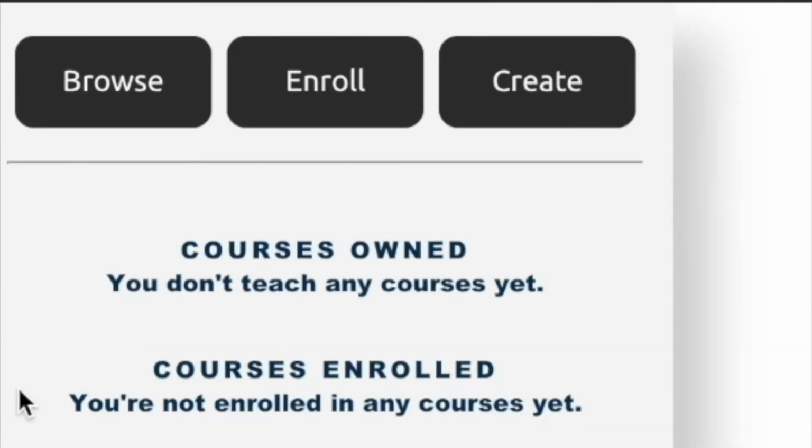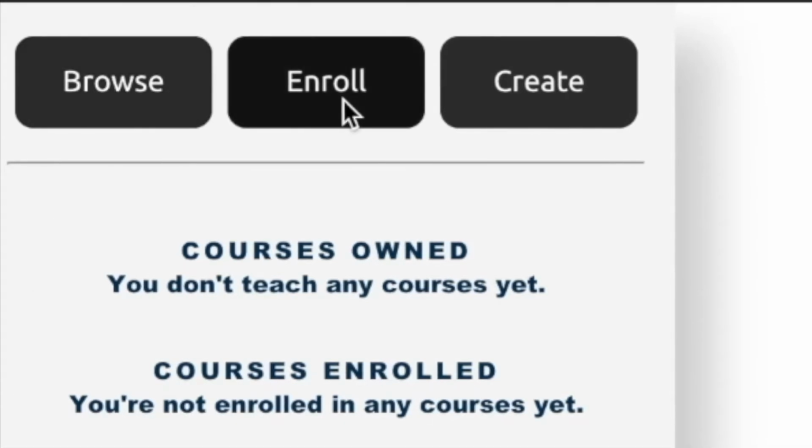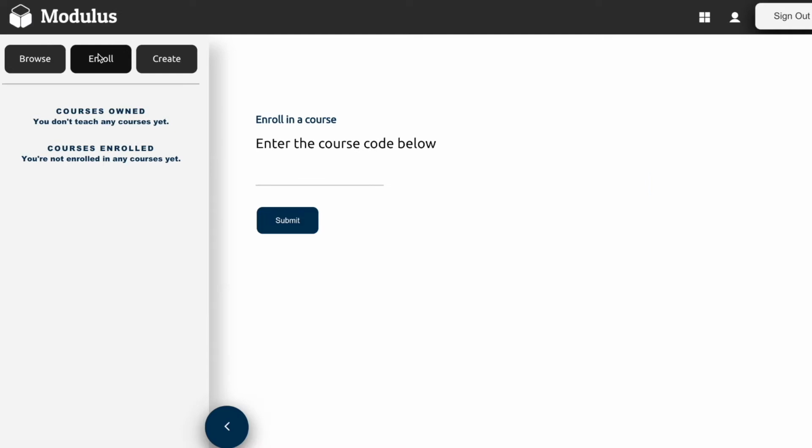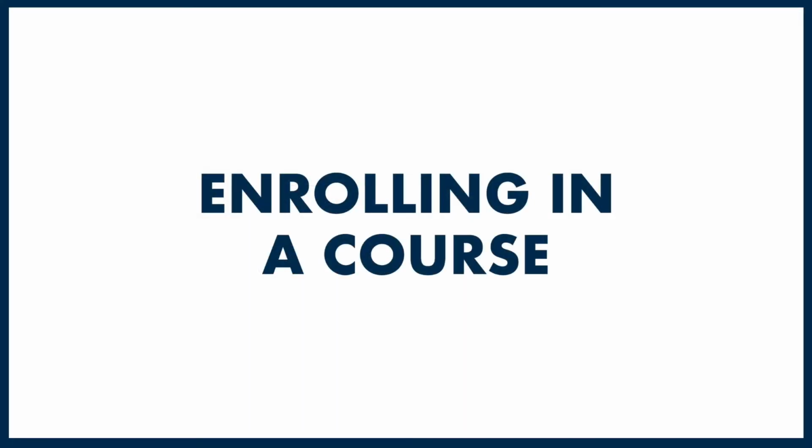On the left, the sidebar is how you navigate between different courses. It has three main buttons: Browse, Enroll, and Create. The Browse button lets you browse through our open library of courses, which you can enroll in for free at any time. The Enroll button will let you enter a course code, which is provided to you by your teacher. This lets you enroll in any course they may have created. Finally, the Create button. This lets you create a course of your own.